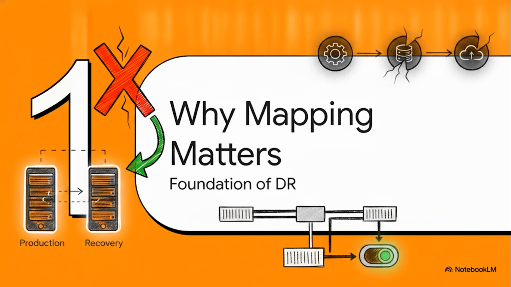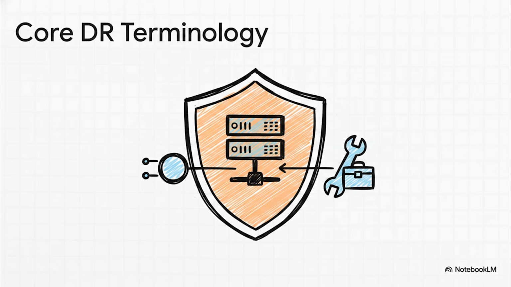Okay, part 1. Why mapping matters, the foundation of disaster recovery. Before we get into the weeds, let's just make sure we're speaking the exact same language. We'll be throwing around terms like DR for disaster recovery, VM for virtual machine, VNIC for virtual network interface card, and NGT, which is Nutanix Guest Tools.